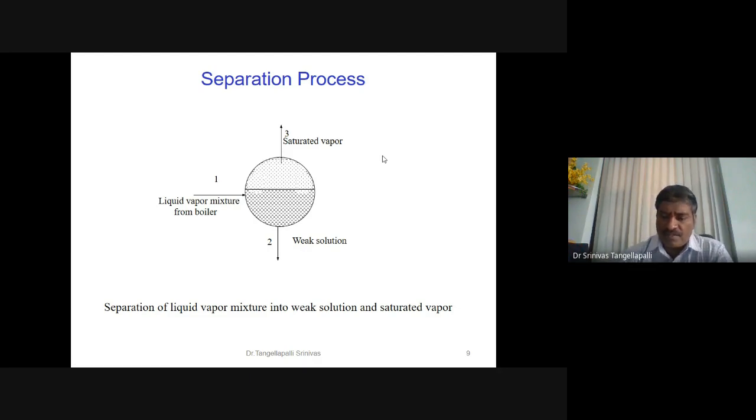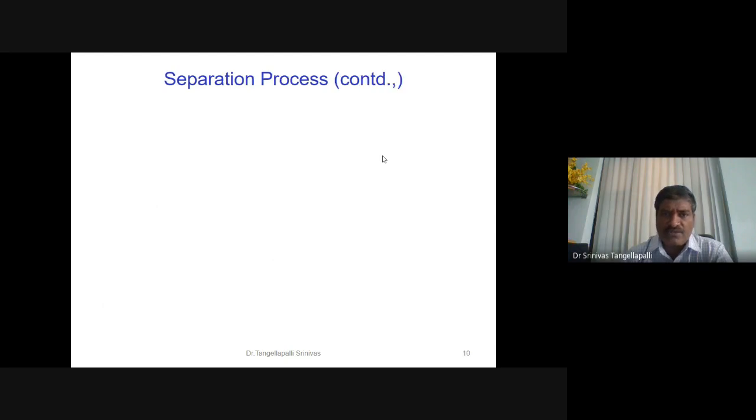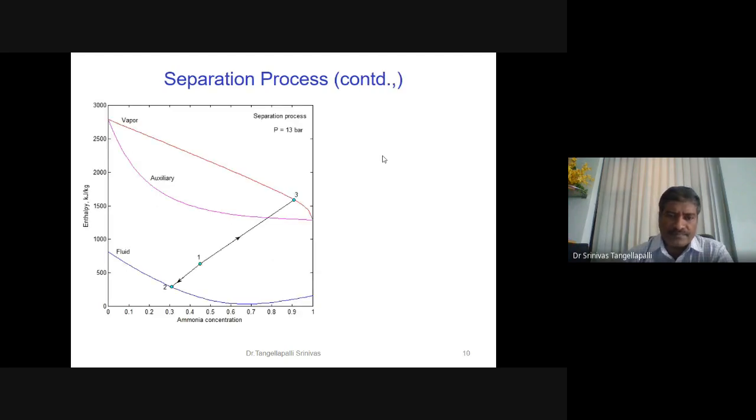Now the solution process: state 1 is separated into 2 and 3. See here in the enthalpy concentration chart, state 1 is the liquid vapor mixture, and this is separated. State 2 is a saturated liquid state, and 3 is a saturated vapor state. Graphically, it is easy: starting from 1, identify state 2 and state 3, and join 2 and 3. This is an isotherm process.